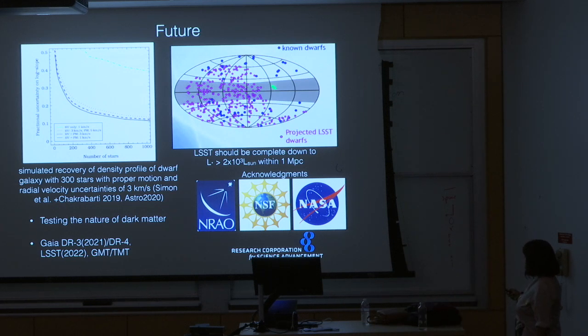These are, in blue here, the known dwarfs today, and in pink, the projection from LSST, which should be complete down to stellar luminosities of order 1,000 solar luminosities within 1 megaparsec, which means that you'll really have a census of dwarf galaxies around the Milky Way, and you can start to say interesting things about the amount of small-scale power at that point, which should allow us to test the nature of dark matter with these upcoming surveys in the very near future.